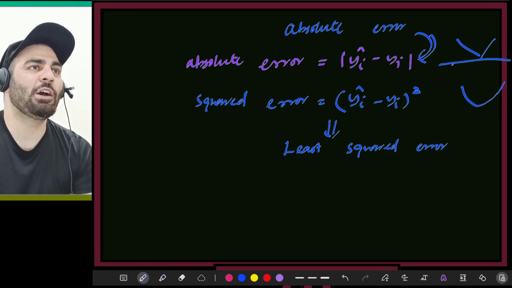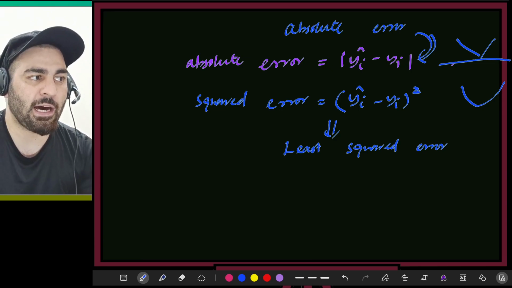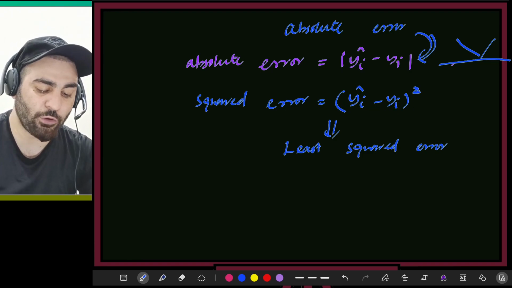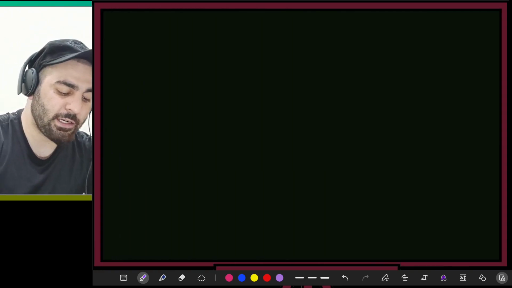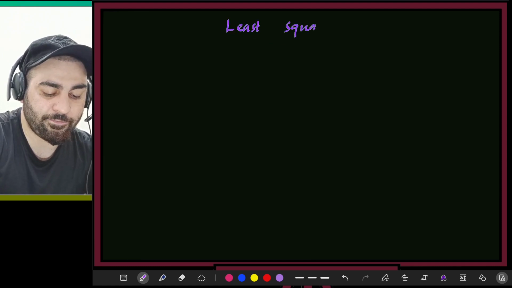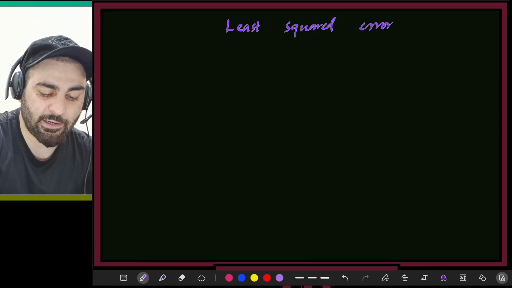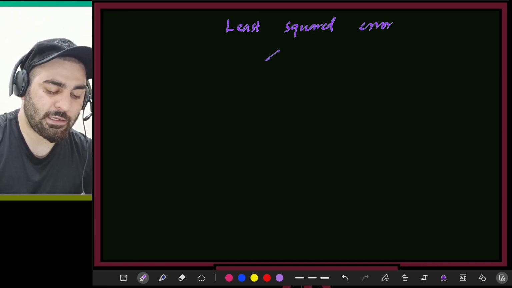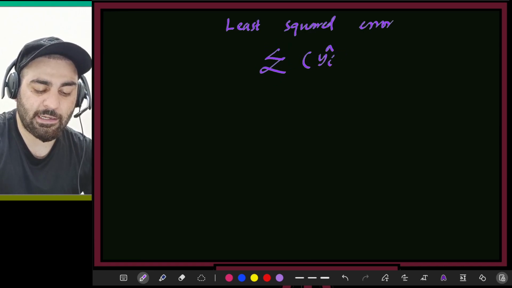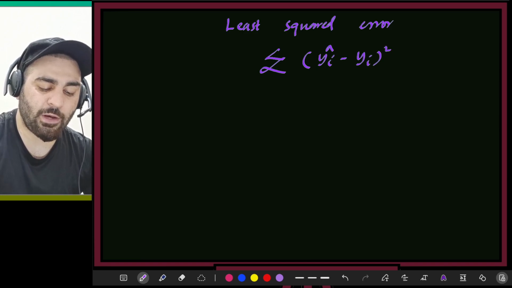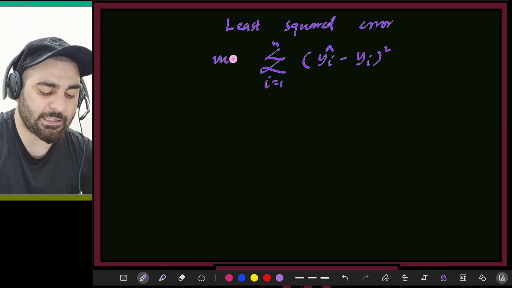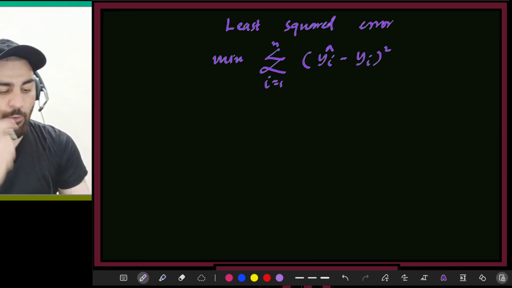Now our job is that we want our error to be minimized. So how to minimize the error? Let's write this expression now. Our goal is to minimize squared error, so that's called least squared error. For all the points, I'm summing up the error: yi hat minus yi whole square, i goes from 1 to n. These are my n points. For all the points, I want to minimize this.